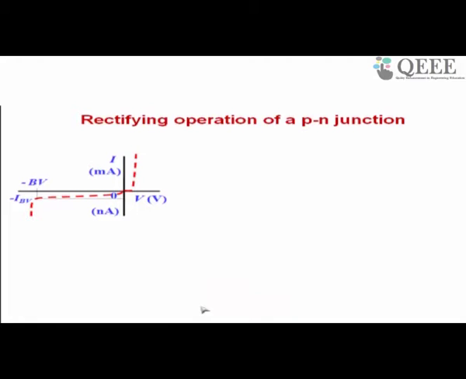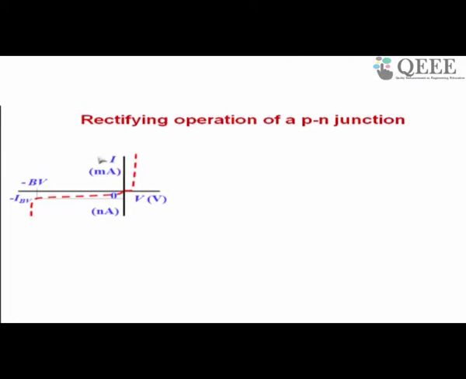Now let us explain the rectifying operation of a p-n junction based on whatever we have discussed, how carriers are created and how they move, right? So carriers are created by impurity ionization and thermal generation, and they move either by drift or by diffusion. Okay. Based on this understanding, how do we explain the operation of various devices? Now let's begin with the rectifying operation of a p-n junction.